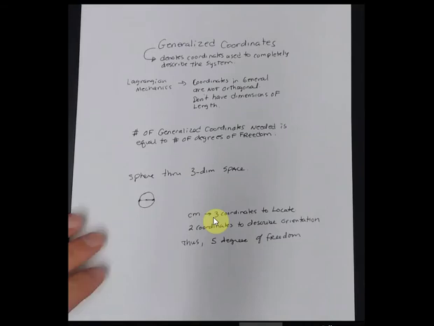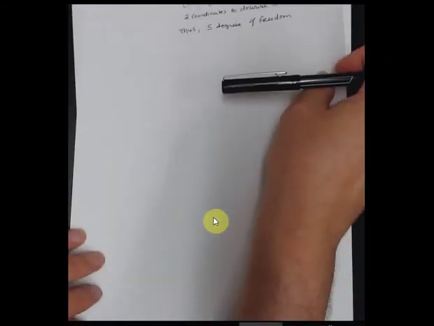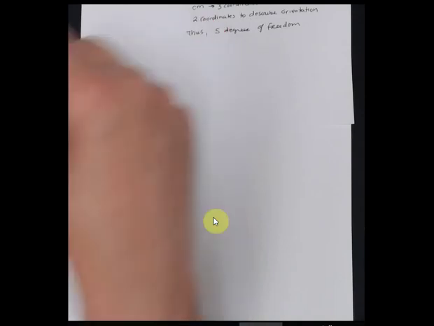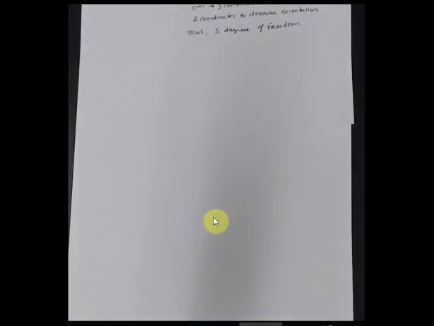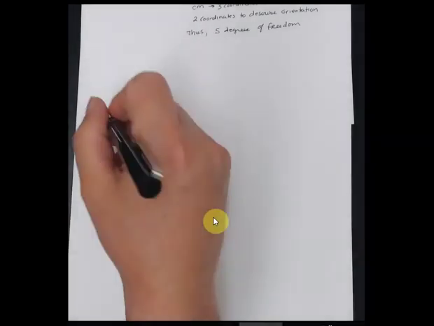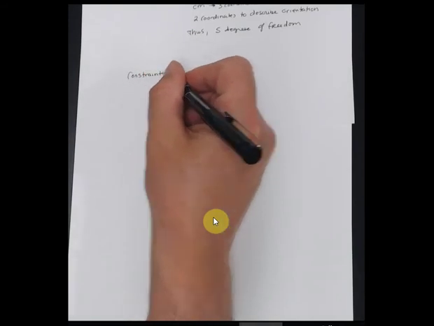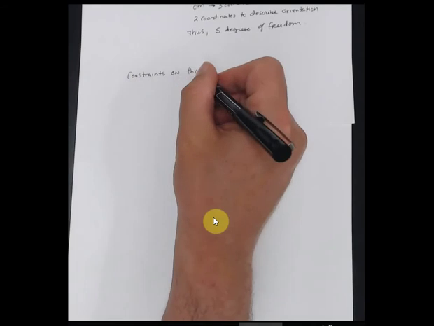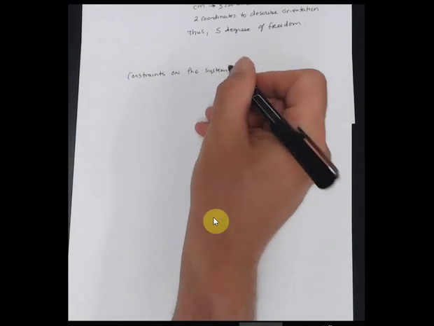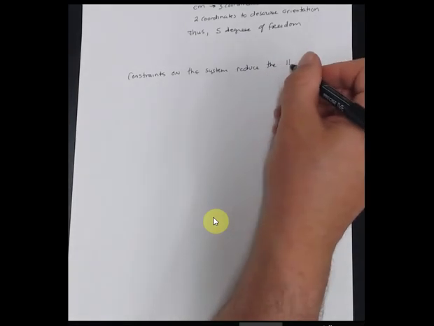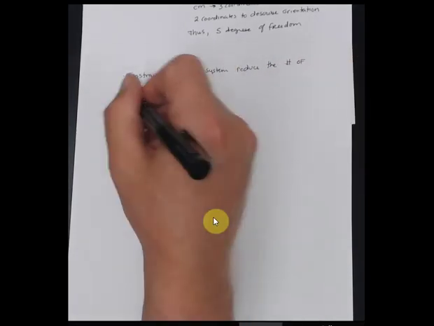Now, we can put constraints on the system. And what a constraint does is reduce the number of degrees of freedom. So constraints on the system reduce the number of degrees of freedom.